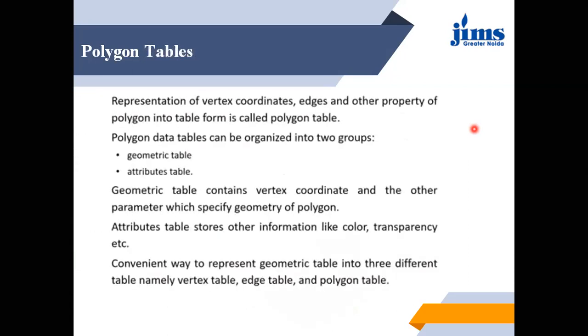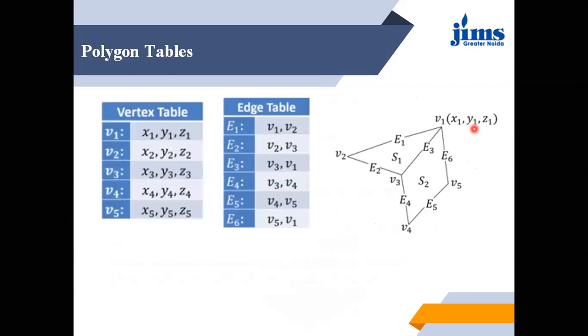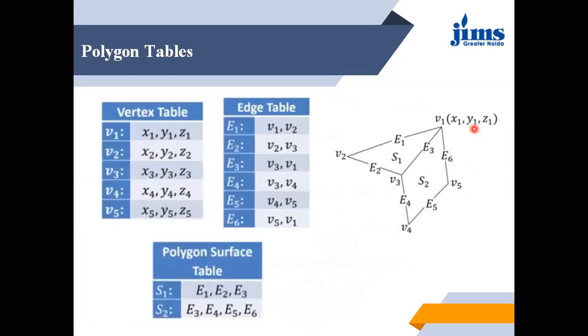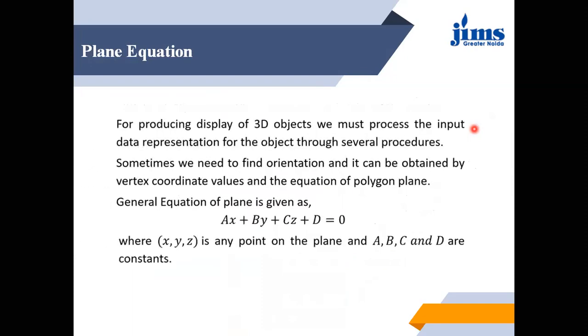So this was what we discussed: how we can represent a polygon in the form of tables using a vertex table, edge table, and polygon surface table. And what's the problem with this? To overcome that problem, we switch over to plane equations. So this is for producing the display of 3D objects.